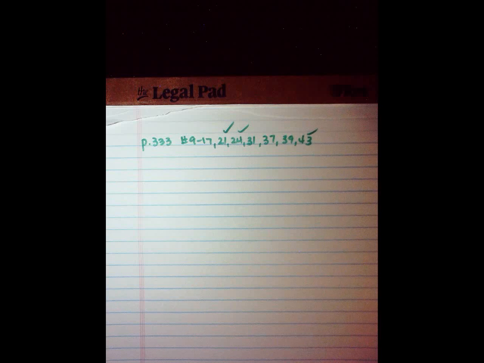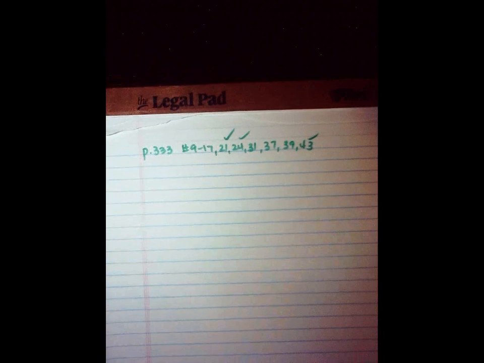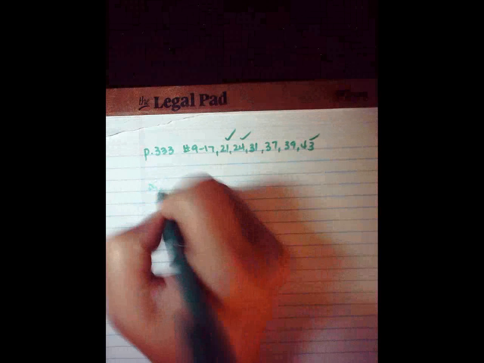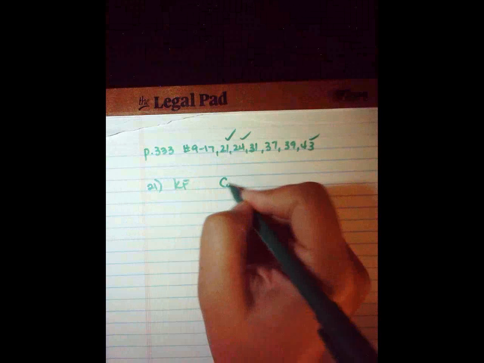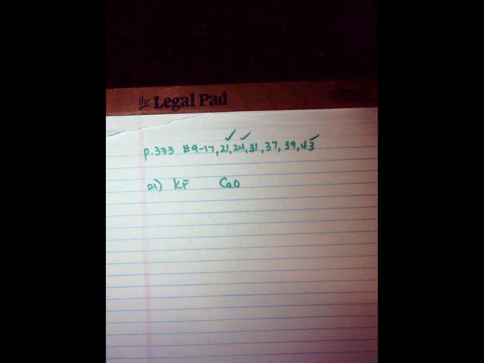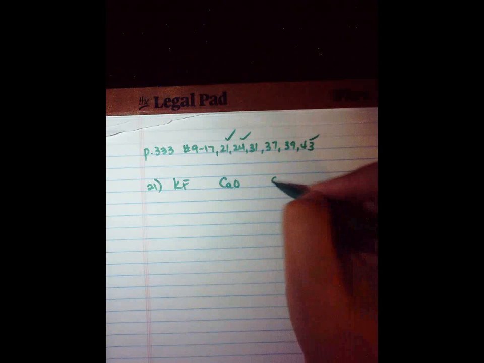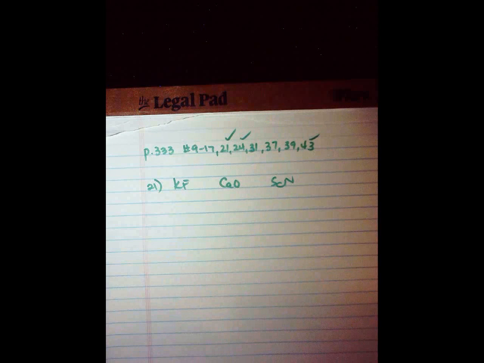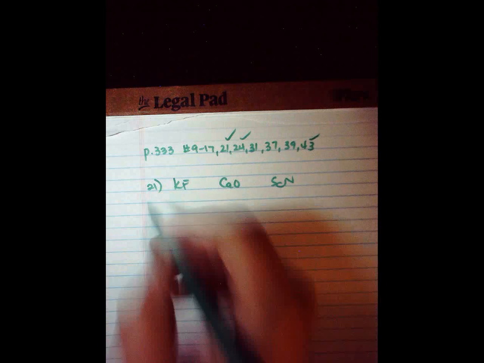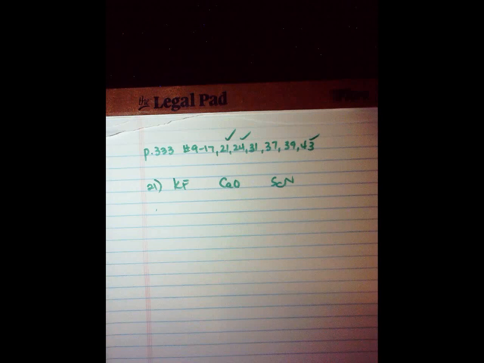All right, so 21. Number 21 in the book says that you have some ionic substances. You have KF, you have CaO, and you have ScN. And it says that they are isoelectronic. So what does isoelectronic mean? Same number of electrons, okay? It says examine the lattice energies for these substances in table 8.2 and account for the trends that you observe.